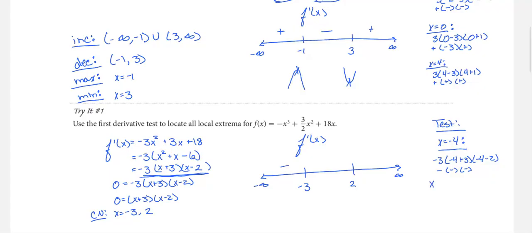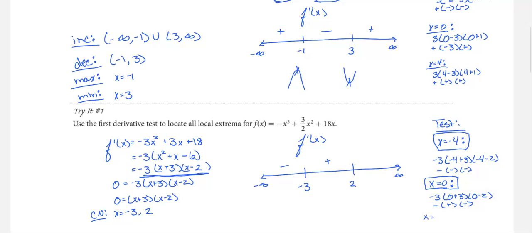Now we're going to pick something in this interval. I'm going to pick 0. So if I pick 0, I'm plugging it into that factored form again. So I have a -3 times (0 plus 3) times (0 minus 2). So this is a negative times a positive times a negative, which will give me a positive.